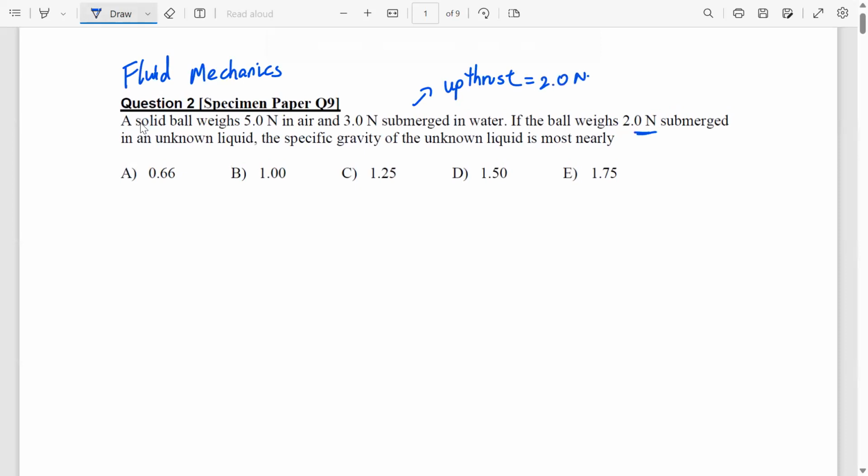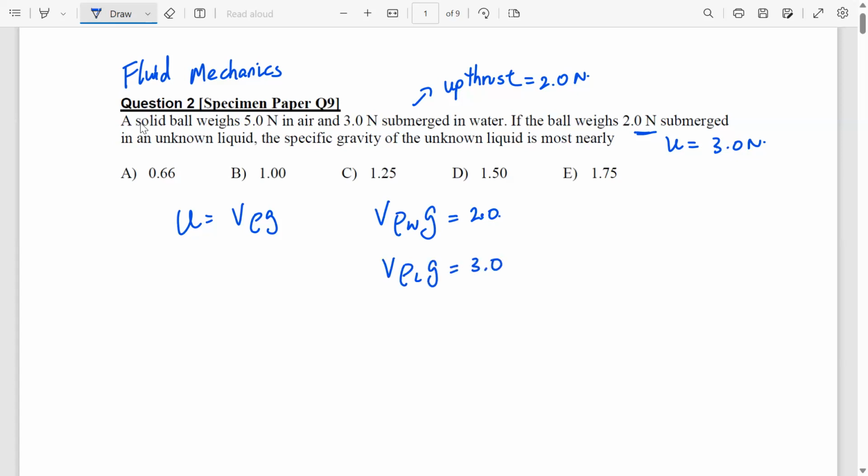So when in this unknown liquid, the upthrust is now 3 Newtons. Okay, so the upthrust formula is equal to V rho g. Remember, V is the volume of the fluid displaced, and when the ball is fully submerged, the volume is equal to the volume of the ball. So we have V, the density of water, g equals 2.0. You also have V, the density of the liquid, g equals 3.0.